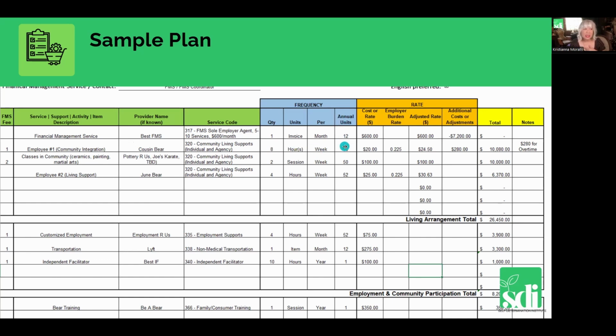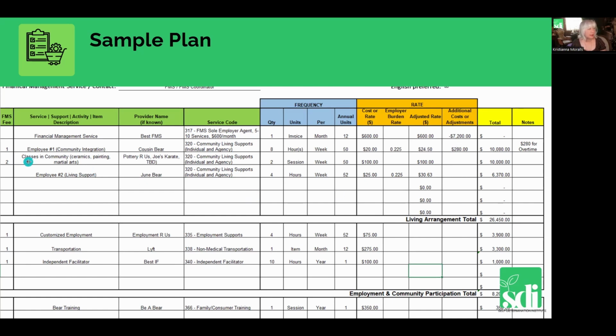The annual units is instead of 52 weeks, he said, well, there's going to be a couple weeks that I'm always out of town at the holiday. So I'm going to plan this for 50 weeks. He's going to pay him $20 an hour. His financial management service gave him the employer burden rate of 22.5%. So that went right there. So look at his adjusted rate is $24.50. We planned a little bit of overtime here. And I'll tell you how I came up with that dollar amount. When we got all of the things in the total budget, we had leftover money, and I said, let's put it here for that.